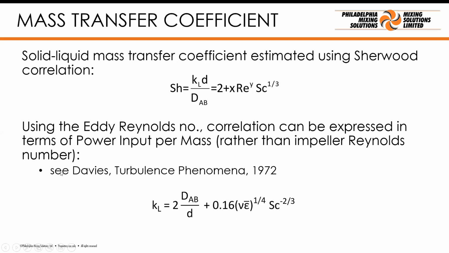And this is described in a book that John Davies wrote called Turbulence Phenomena, published quite a while ago. It is still available, but it says that the mass transfer coefficient is weakly dependent on the power input per unit mass, power per unit mass raised to the 1/4, provided that all the particles are in motion and being brought into contact with the fluid.